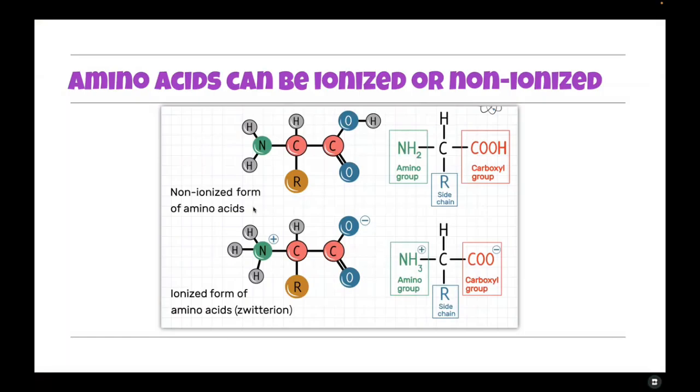All right, so amino acids can exist in different forms depending on the pH. Usually at a physiological pH, they're ionized. And so here you could see it being ionized. It has both a positive and negative charge. Remember, that's what ions mean. Here it's non-ionized and it doesn't have any charges. And so this is due to the pH.